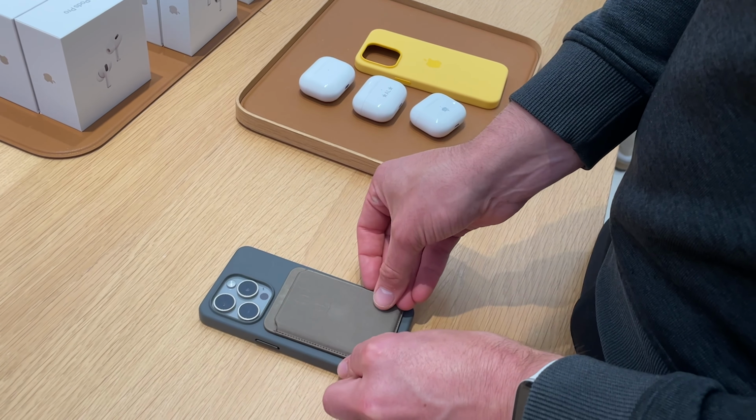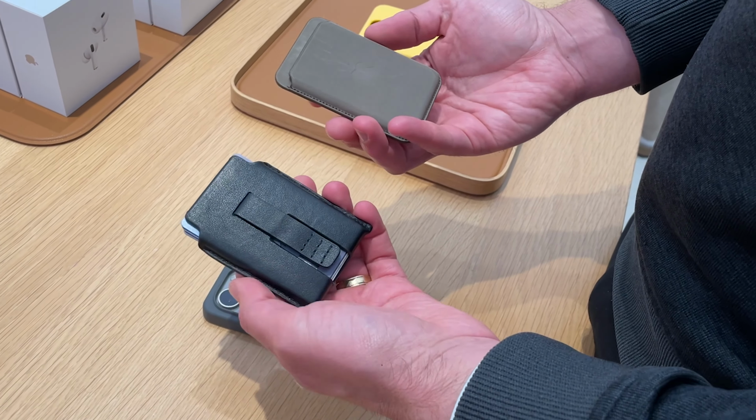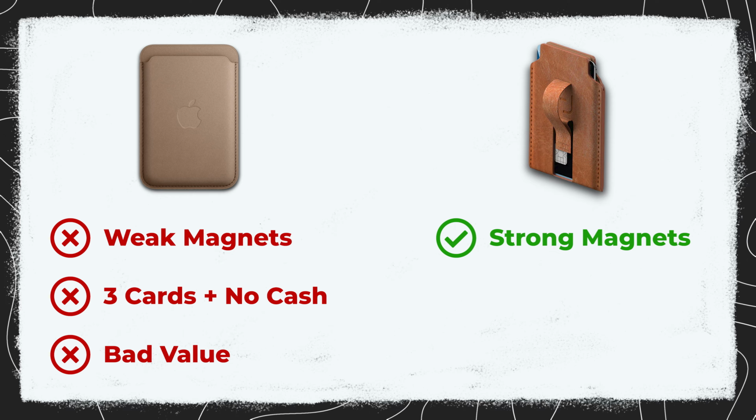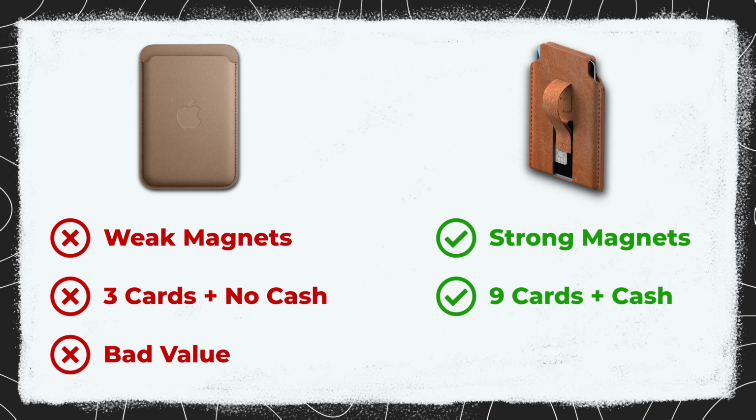So if we look back at the reasons why Apple's MagSafe wallet didn't appeal to me, you'll see just how well MagBak has addressed these concerns. It's got super strong magnets, both in the case and wallet. It can hold 3 times as many cards, and it has a separate dedicated compartment just for cash.